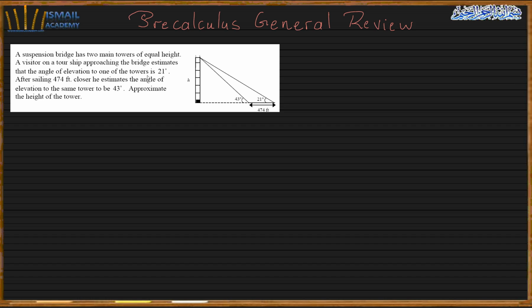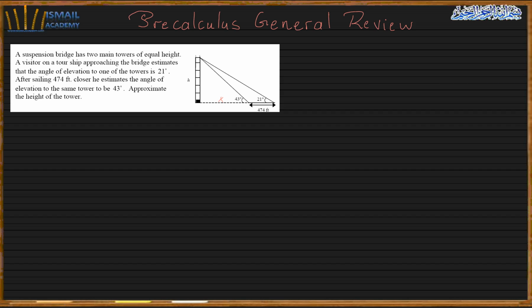So the first idea that comes to my mind is to use tangent. But I have a problem here: I have missing information because I don't know this distance, since tangent is the opposite over the adjacent. I need to find out what x is, but in fact I don't need to. I just need to create a system of equations and use substitution, so that I can solve for h. Let's start with this idea.